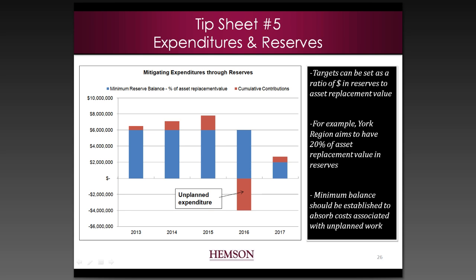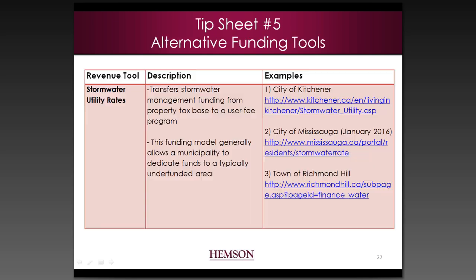But if we hadn't had that minimum policy in place, that might have created some critical issues for this municipality. And obviously we've dropped below the minimum, but it gives you that chance to respond to critical or unplanned and unbudgeted events. The next slides, 27, 28 and 29, I'll just touch on very quickly, identify some of those other revenue tools and some examples.